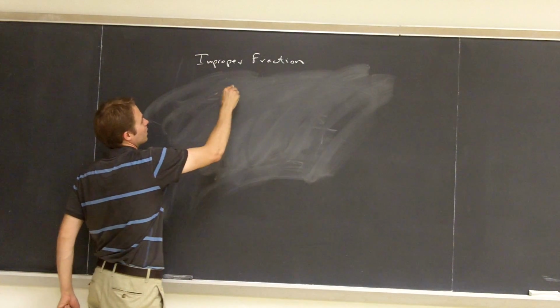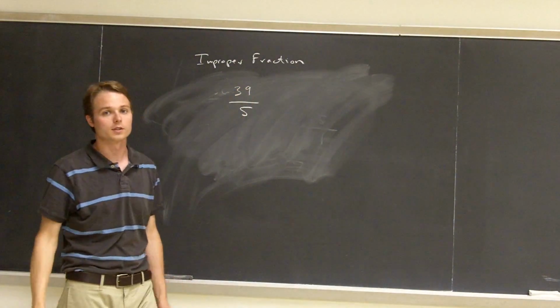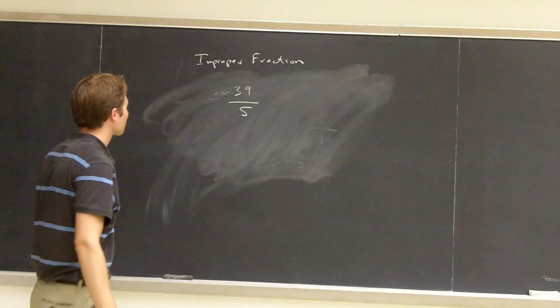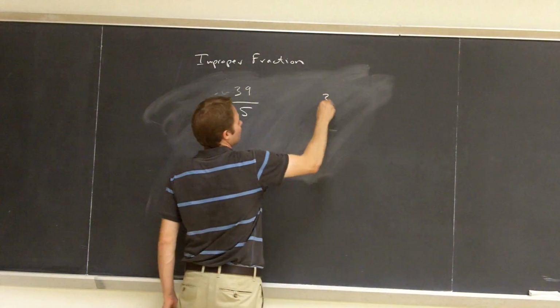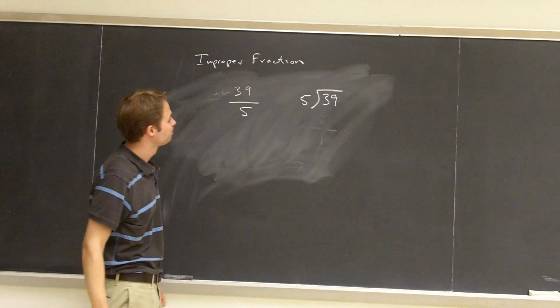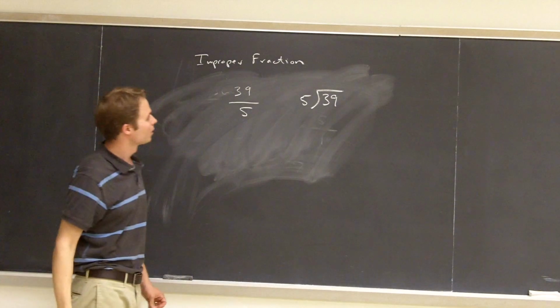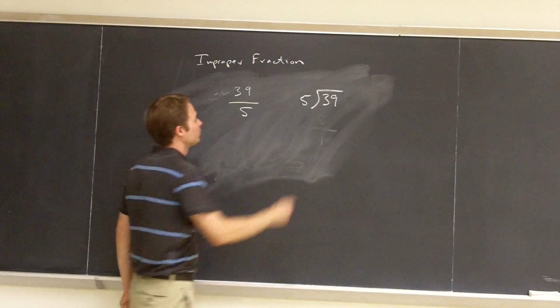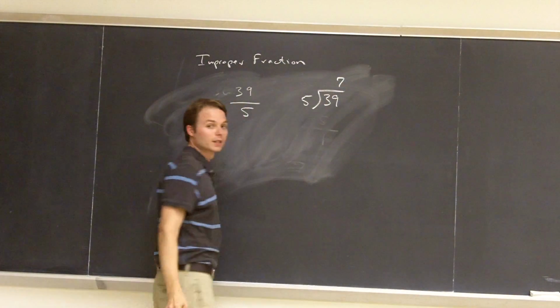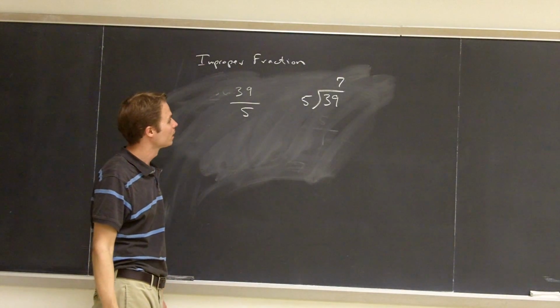So maybe we can take 39/5. I want to turn this into a mixed fraction. Well, again, I'll just take 39 divided by 5. So 5 goes into 39 7 full times. So we get a 7 for the whole part of our quotient.